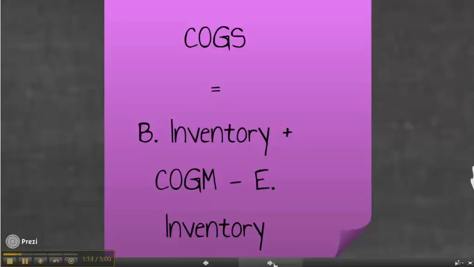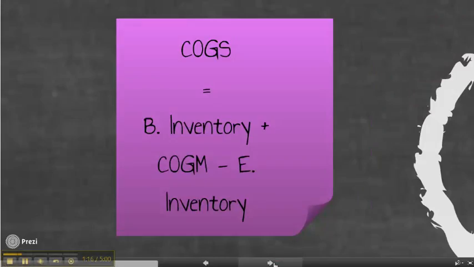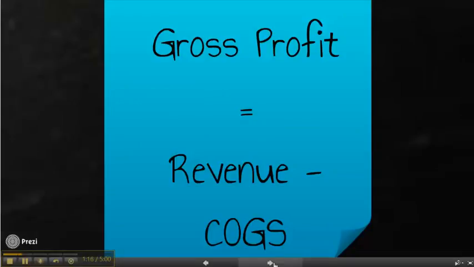Now, moving to gross profit, encompasses the 2 that we've just mentioned: revenue minus cost of goods sold. Gross profit equals how much money is flowing into your business as a result of sales, your revenue, minus how much money is flowing out of your business as a result of sales, cost of goods sold.